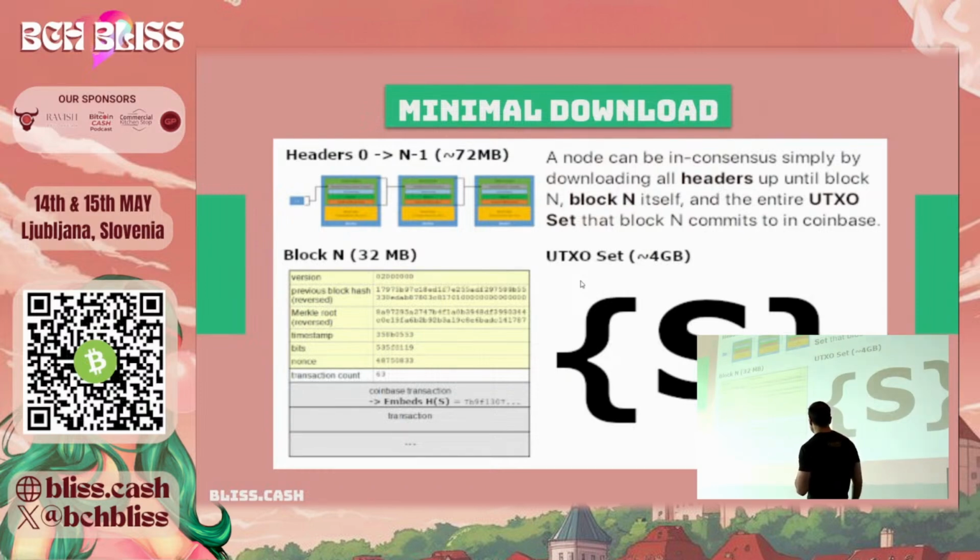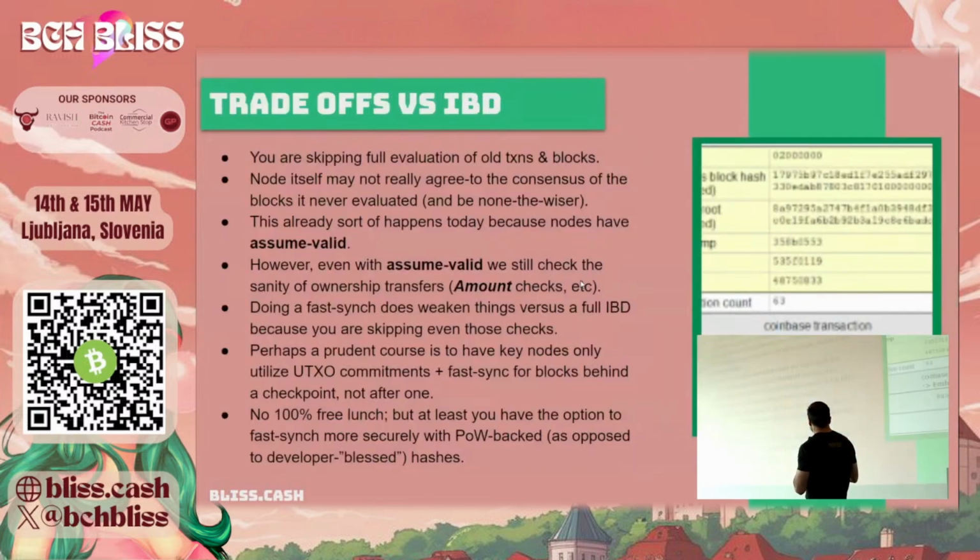So yeah, that's what a minimal download would look like. But there are trade-offs, right? You're skipping the evaluation of all the blocks from block 0. That weakens the security a bit, because you're not validating the chain of custody of every single coin that ever existed, right?